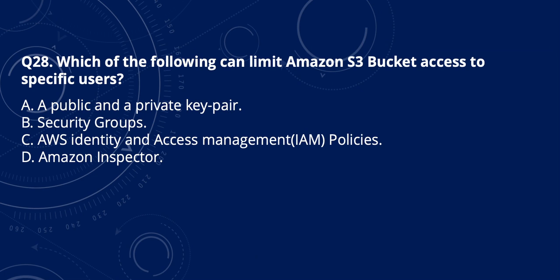Next, question number 28. Which of the following can limit Amazon S3 bucket access to specific users? So we have option A, a public and a private key pair. Option B, security groups. Option C, AWS Identity and Access Management, IAM policies. Option D, Amazon Inspector. So I think this question is very simple, so everyone can answer this. So the answer here is option C, AWS Identity and Access Management, which is IAM policies.